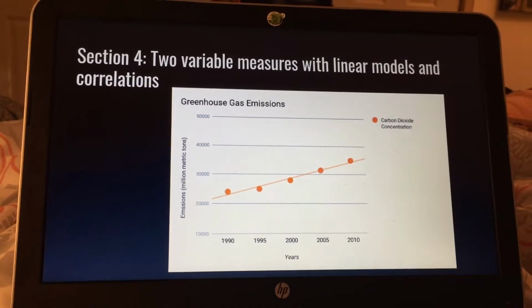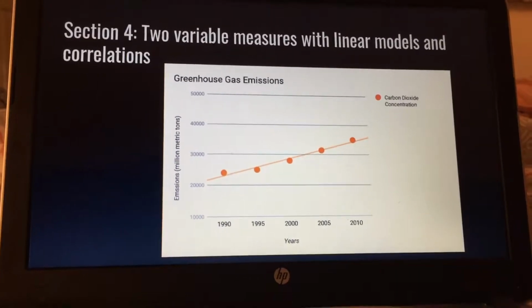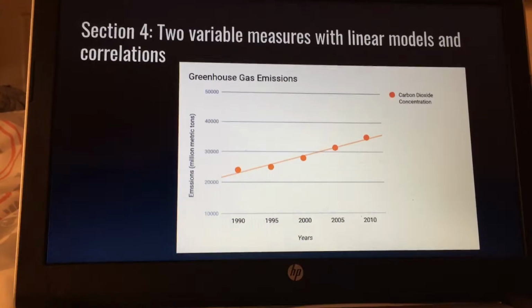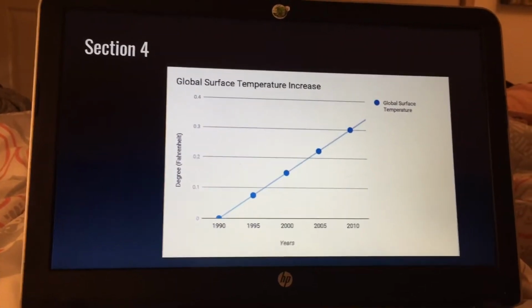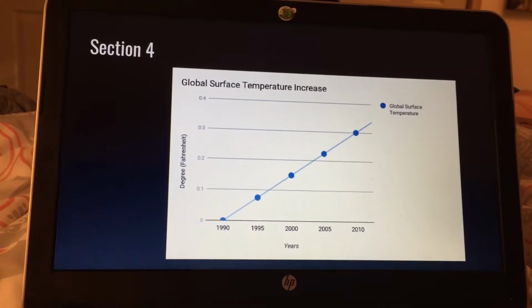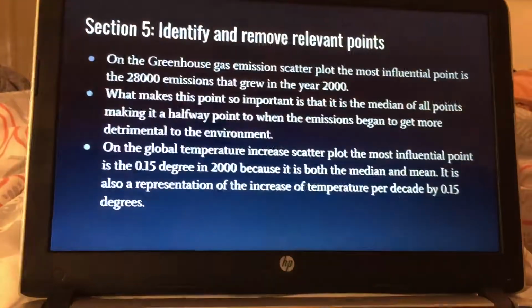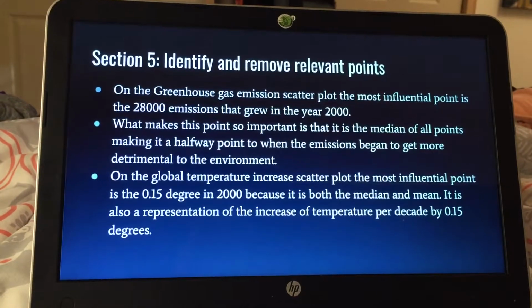Section 4, 2 variable measures with linear models and correlations. So I've created a scatter plot to display the greenhouse gas emissions, which is the first independent variable. The second scatter plot I have created shows the global surface temperature increase, which is the second independent variable that I've chosen.